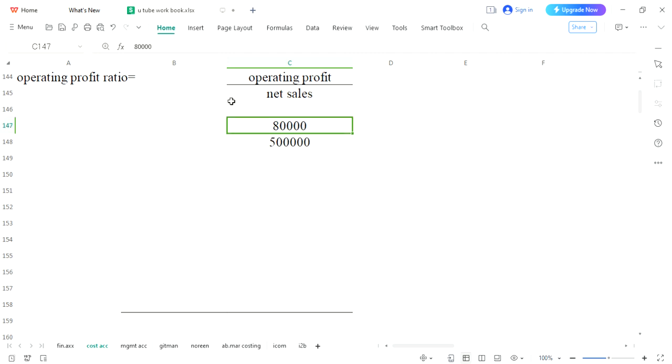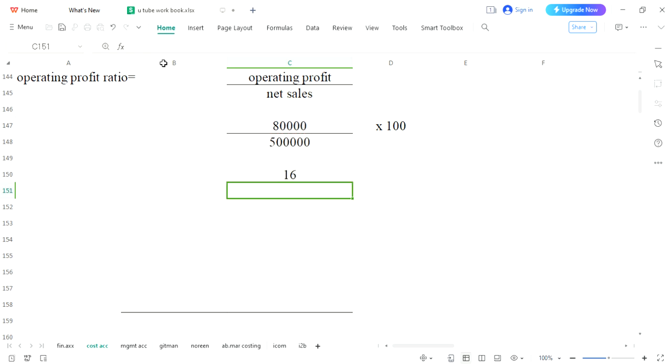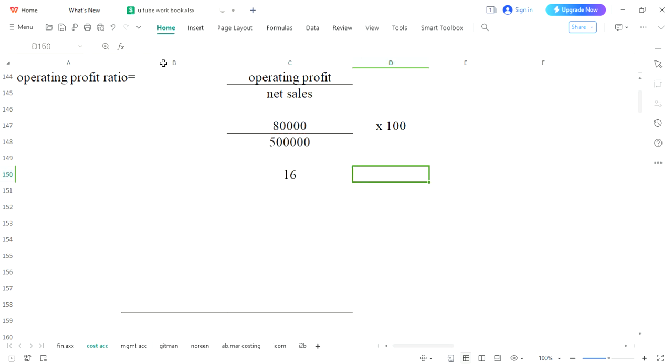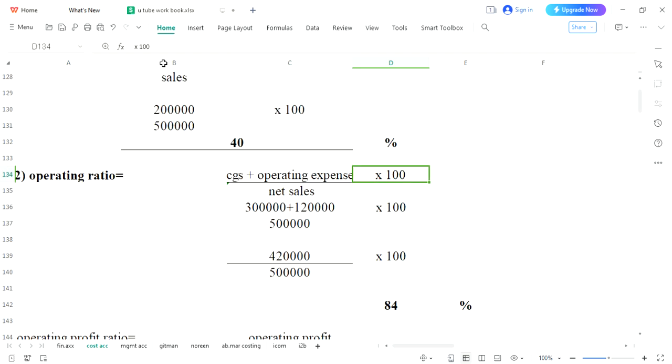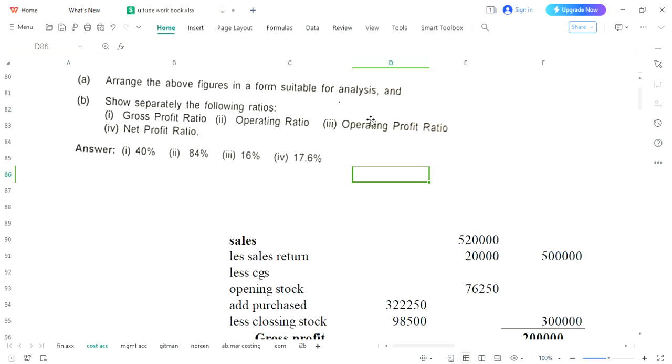Put a divisor, and if you want to calculate it in terms of percentage, you need to multiply it with 100. So let's calculate. Operating profit 80,000 divided by 5 lakh, your net sales, multiply it with 100. So we have got 16% as your answer. Let's check it out. Operating profit ratio, third, that is 16%.